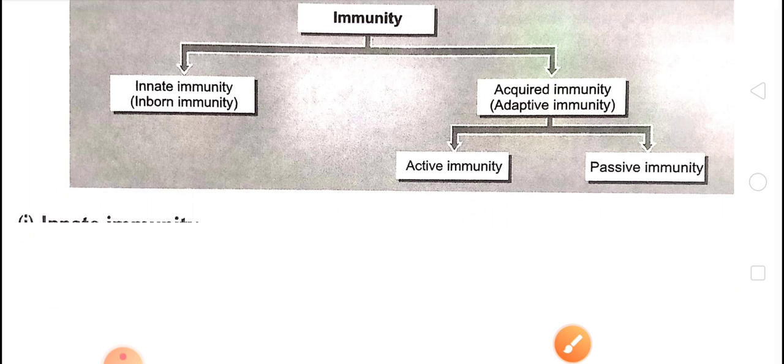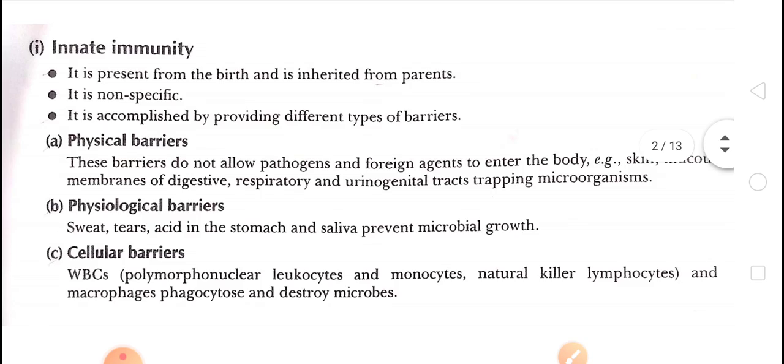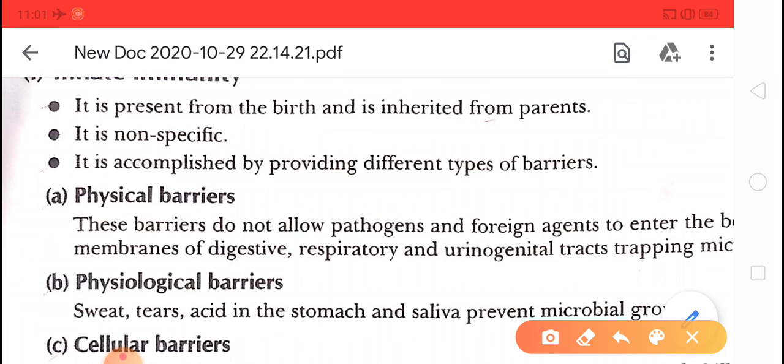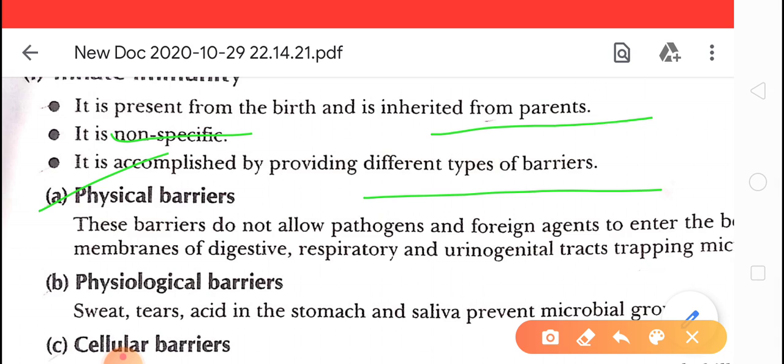Now children, we will discuss in detail about innate and acquired. See about innate first. Innate, as I told you, is by birth. It is present from birth and it is inherited from parents. It is non-specific and it includes different types of barriers, called physical barriers, physiological barriers, cellular barriers, and cytokine barriers. The four barriers are there.